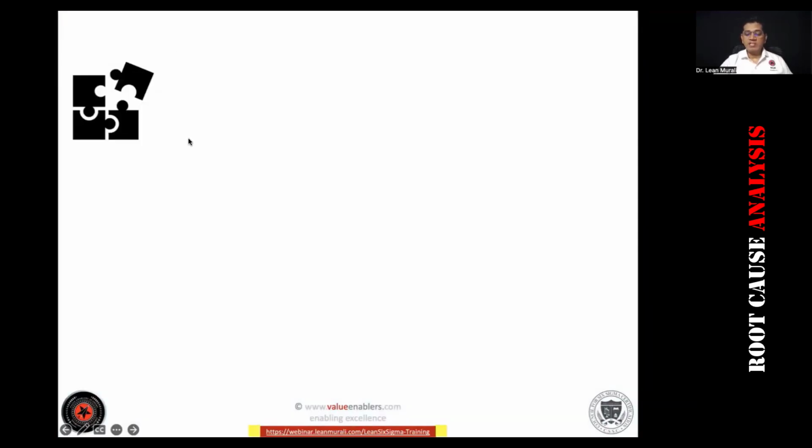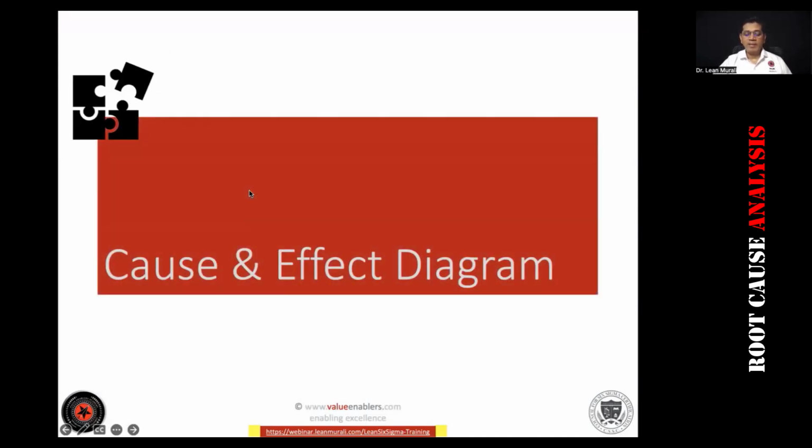Okay, so if brainstorming is clear, the rules are clear, on a scale of 1 to 10, please give me a 9 to 10 if it is crystal clear. On brainstorming, let us get into this cause and effect diagram today.